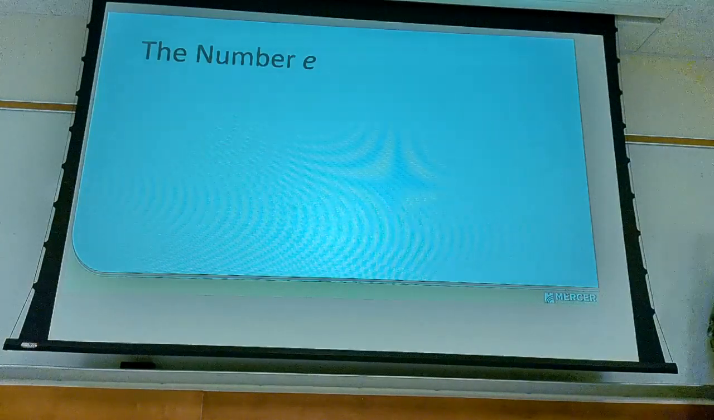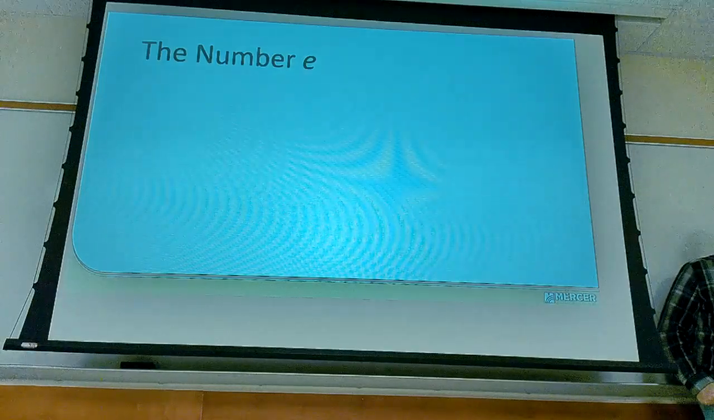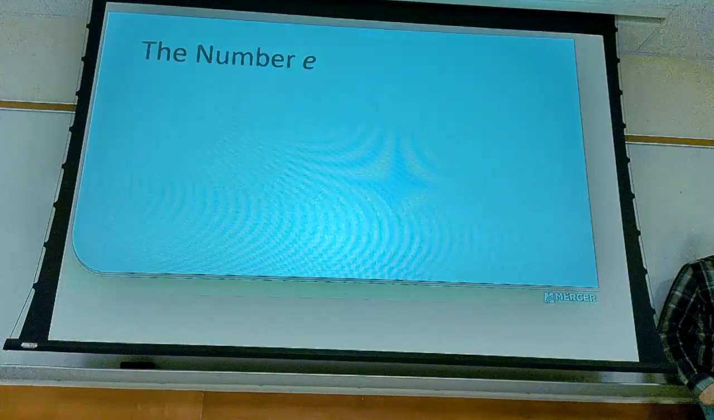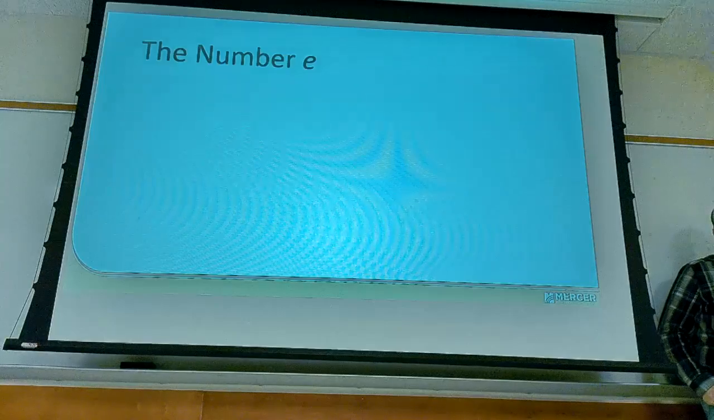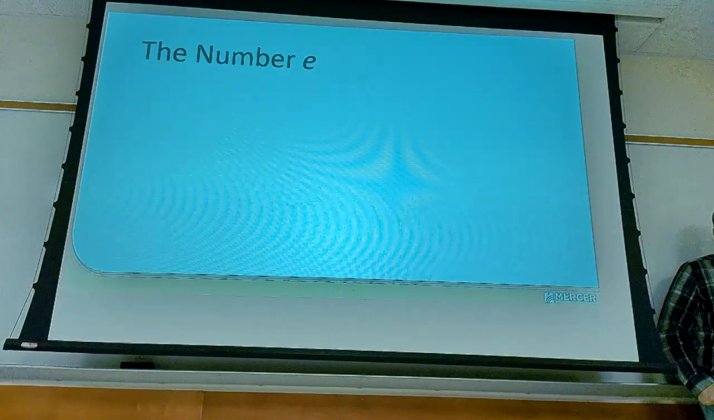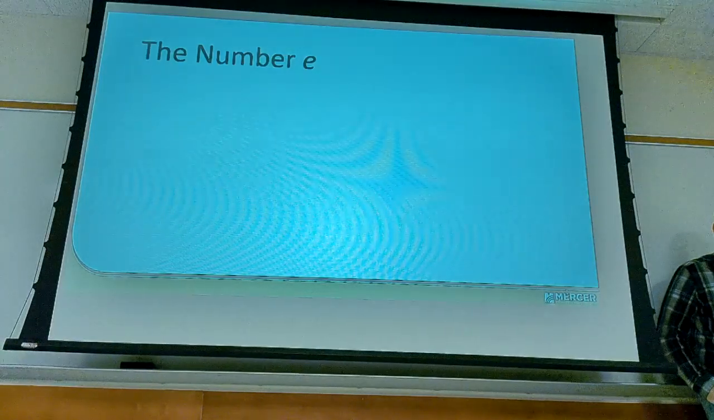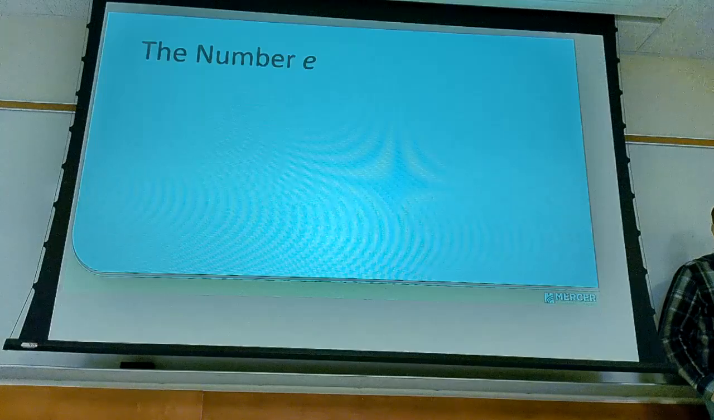It also happens to be irrational, which means it's a non-terminating, non-repeating decimal. So you never want to use its approximation. Just use the actual value. Just use the actual key in the calculator when you're working with it. Same thing with pi.